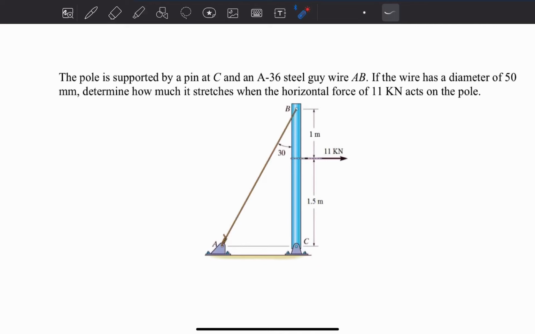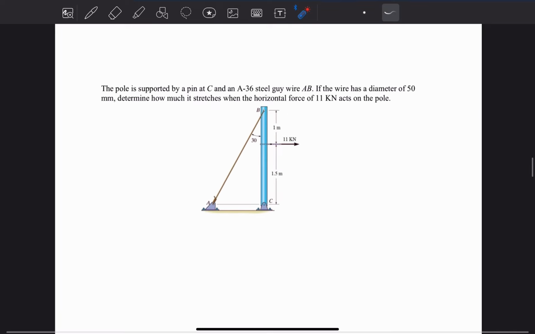Okay, welcome to the second example in chapter 3. The question reads, the pole supported by a pin at point C and an A36 steel guy wire AB. If the wire has a diameter of 50 millimeters, determine how much it stretches when the horizontal force of 11 kilonewtons acts on the pole.